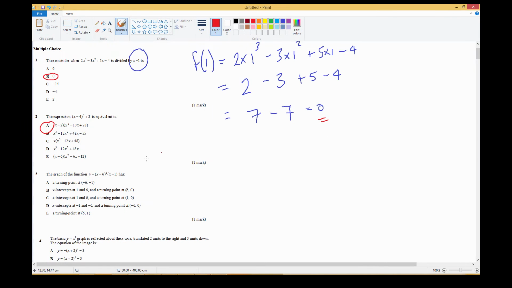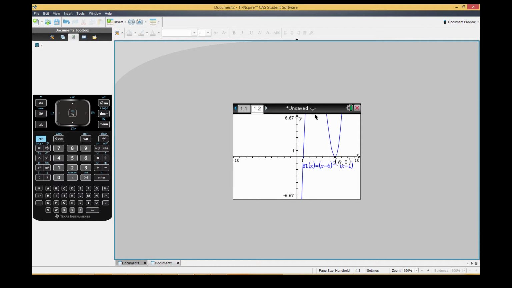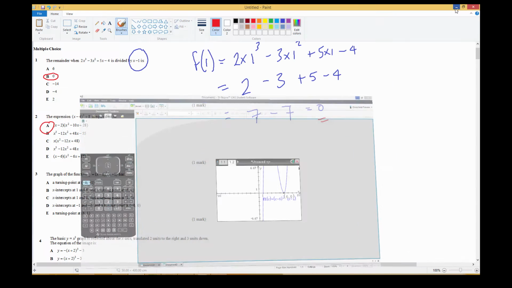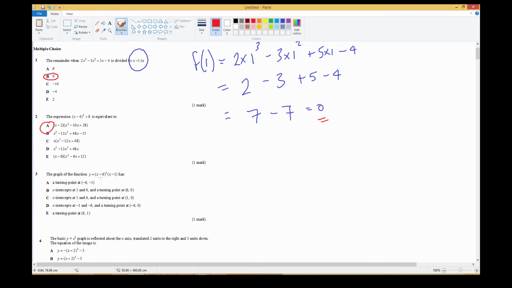So what's the question asking again? It does not have a turning point at negative 6, negative 1. No, it does not. You can see from the graph that's not true. Right, the other turning point's up here somewhere. But anyway, just by looking at the equation, we can see the turning point. Let's look at response B. It has an x-intercept at 1 and 6, and a turning point. It does have a turning point at 6, 0. Does it intercept at 1 and 6? Let's have a look at it.